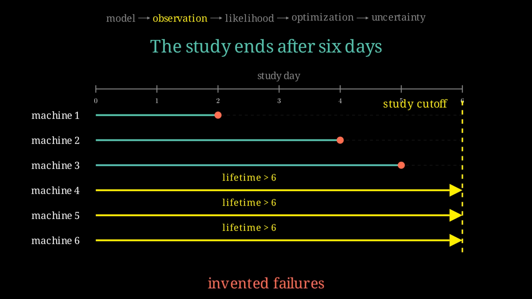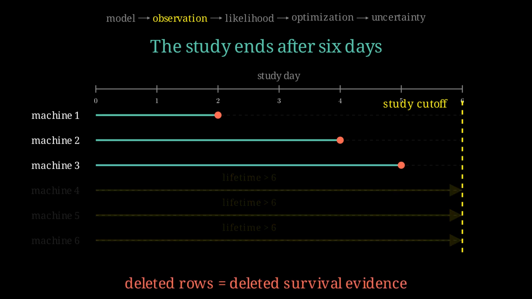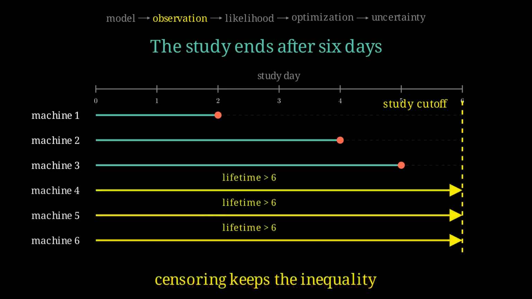Could we just record day 6 as their failure time? No, that invents 3 failures. Deleting those rows is also wrong because it discards evidence that 3 machines survived at least 6 days. Censoring keeps the inequality without pretending to know the endpoint.